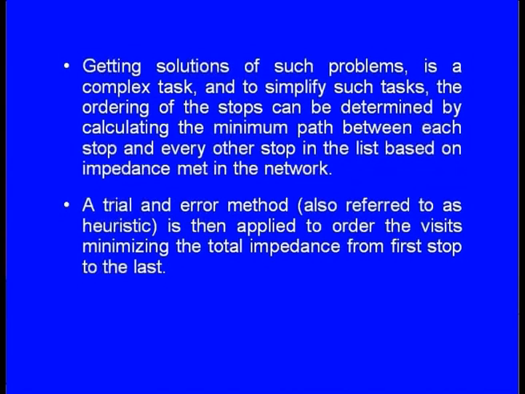Getting solutions of such problems is a complex task, and to simplify such tasks, the ordering of the stops can be determined by calculating the minimum path between each stop and every other stop in the list based on the impedance met in the network. A trial and error method, also referred to as heuristic, is then applied to order the visits, minimizing the total impedance from first stop to the last one.